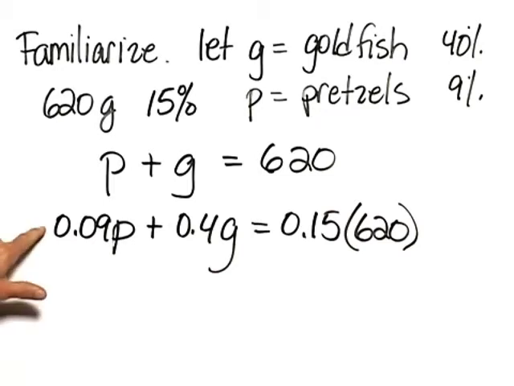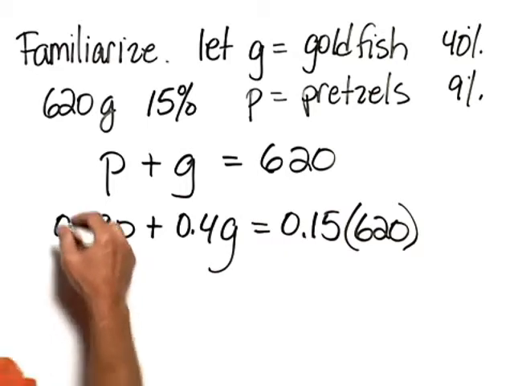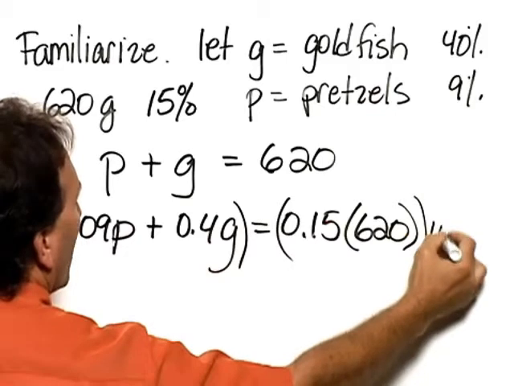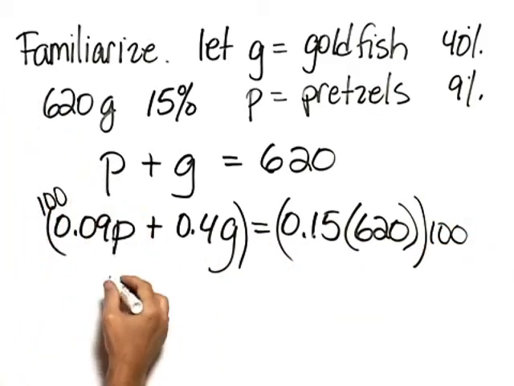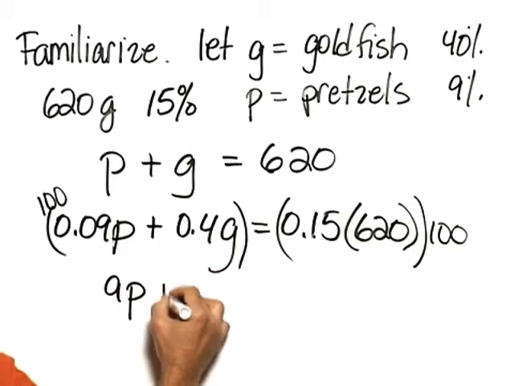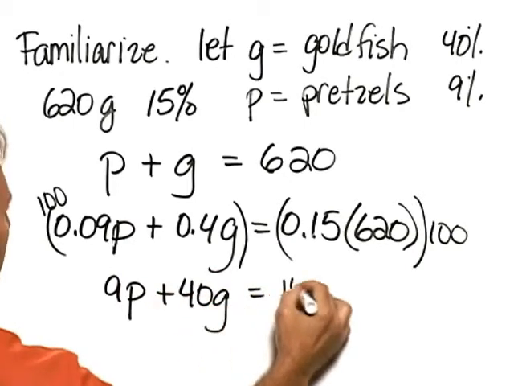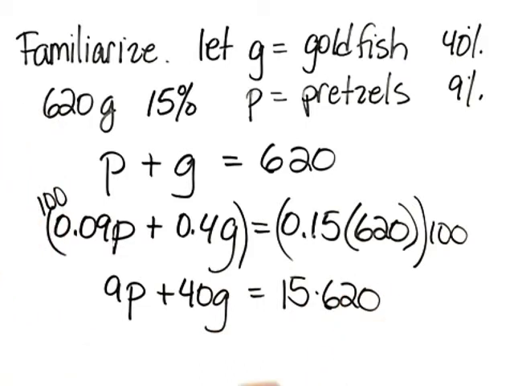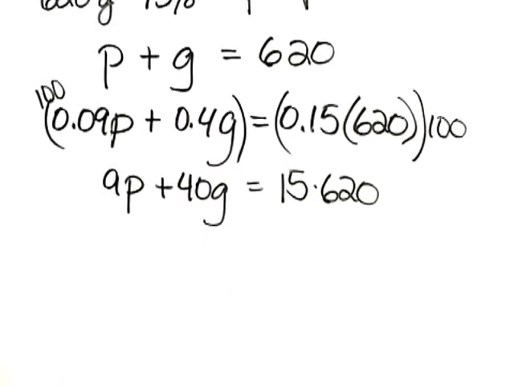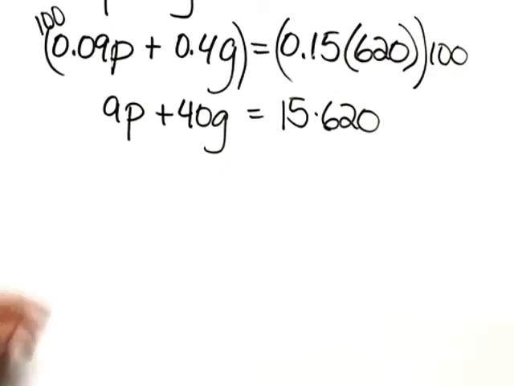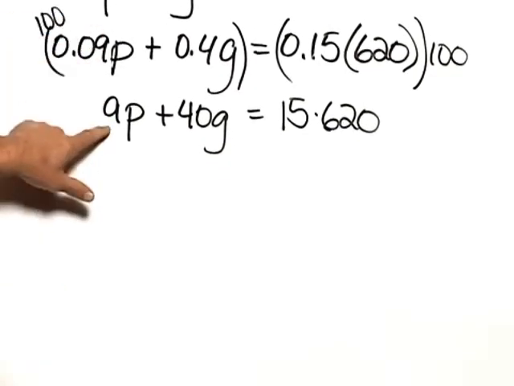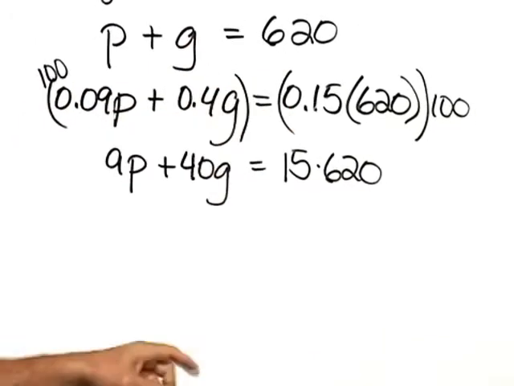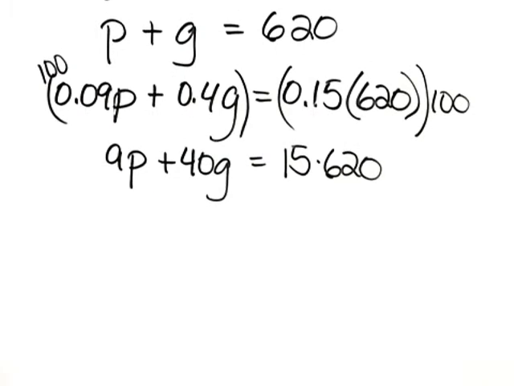Whenever we have decimals in an equation, we like to clear those, and that means we would have to multiply both sides of this equation by 100. So what we would have is 9P plus 40G equals 15 times 620. Before I multiply the 15 times 620, which we certainly can do, I'm going to save that to show you a little bit of a mathematical trick. Now, we have two equations with two variables. P plus G equals 620 and 9P plus 40G equals 15 times 620.